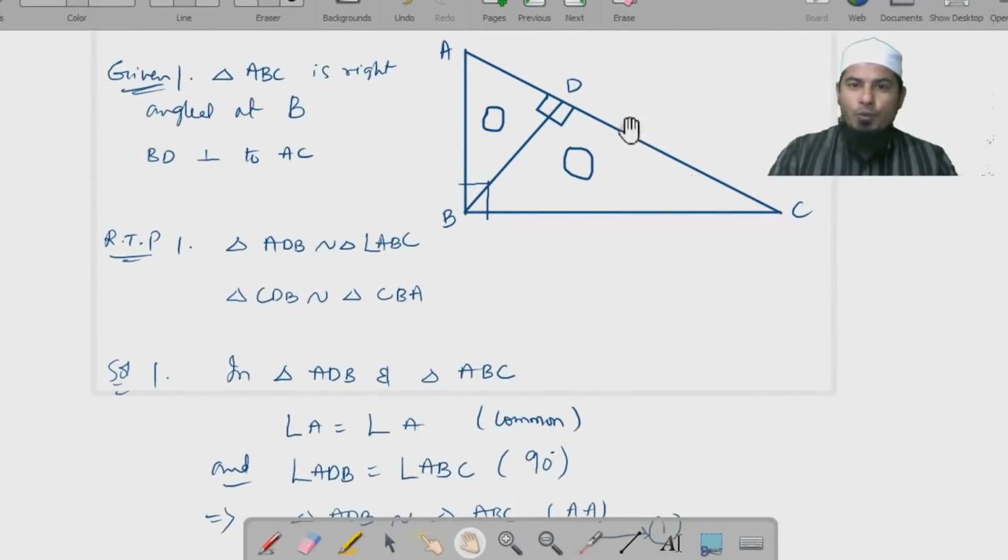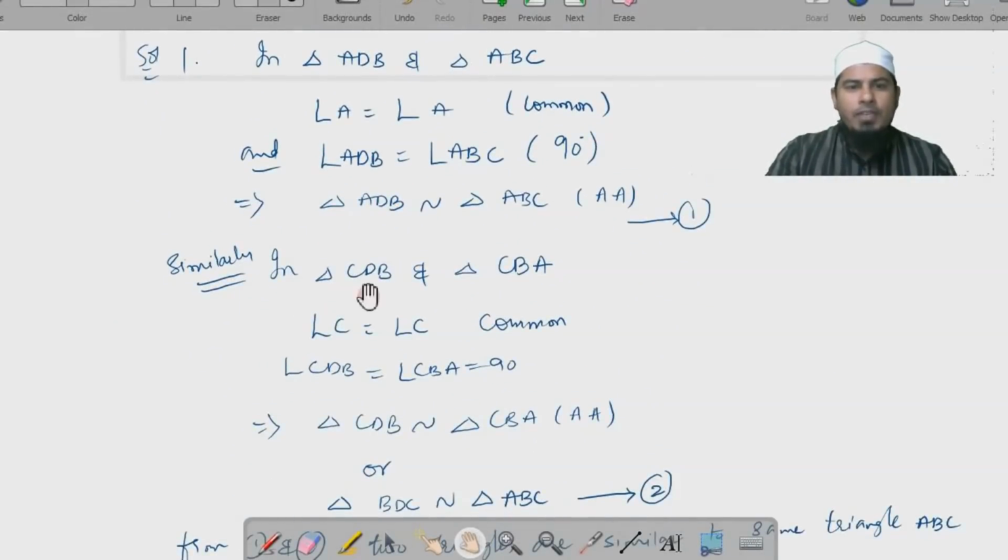Similarly, if you want to prove the below triangle and the bigger triangle, that is triangle CDB and CBA, writing in order, common angle, then going to 90 degrees. Very simple. In triangle CDB and triangle CBA, angle C is equal to angle C common, angle CDB is equal to angle CBA is 90. Then these two triangles are also similar.